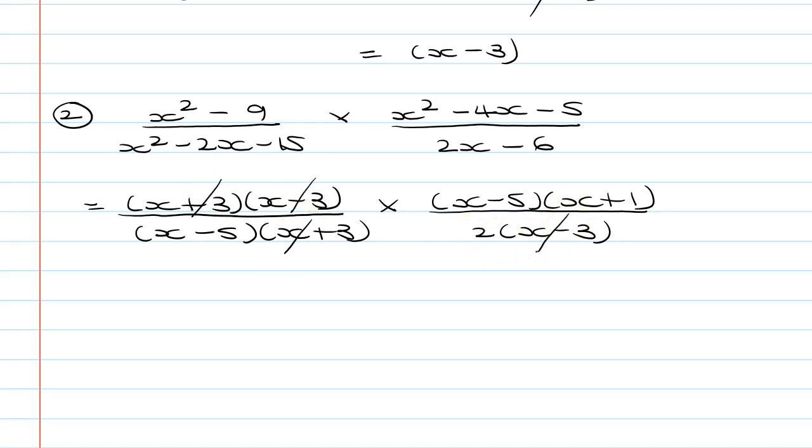Moving along to the right, we have an x minus 5 here and we have an x minus 5 there. That just leaves us with the x plus 1 on the numerator and the 2 on the denominator. So our final simplified answer is x plus 1 over 2.